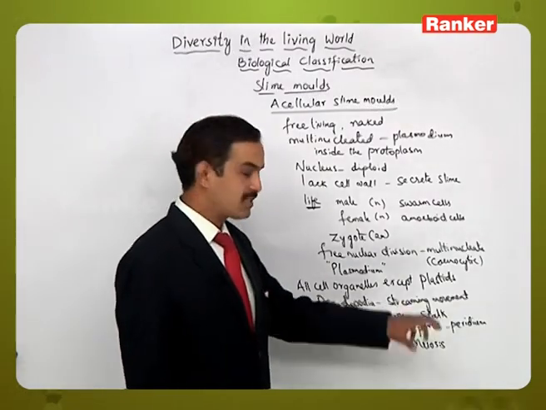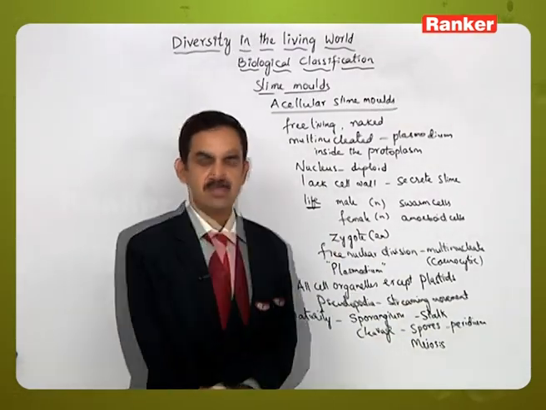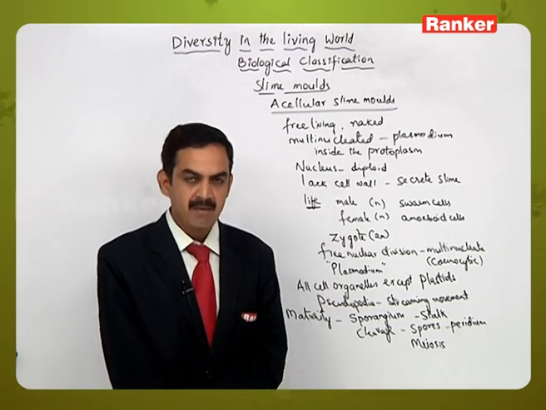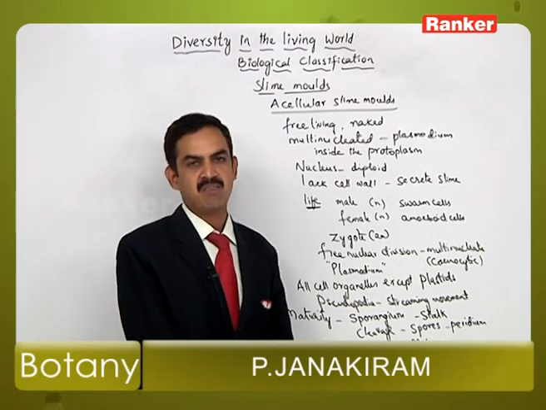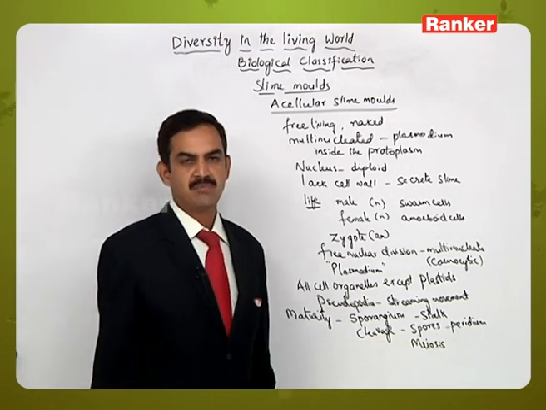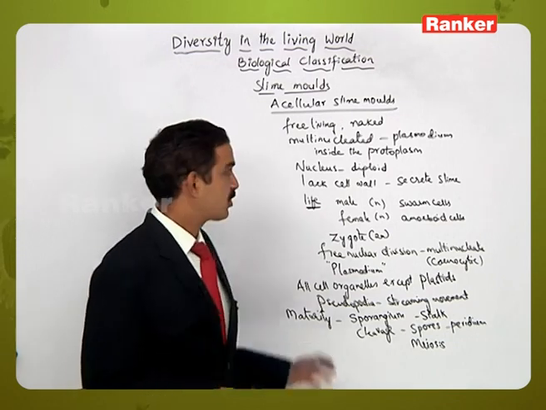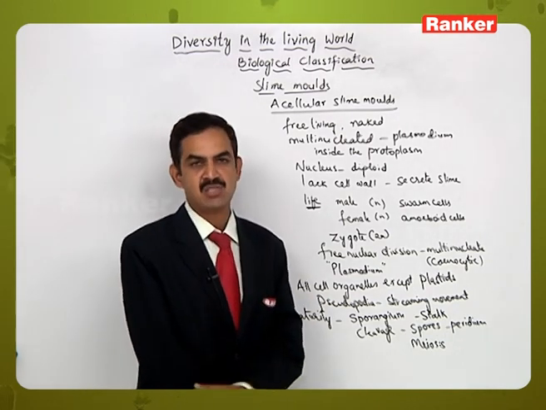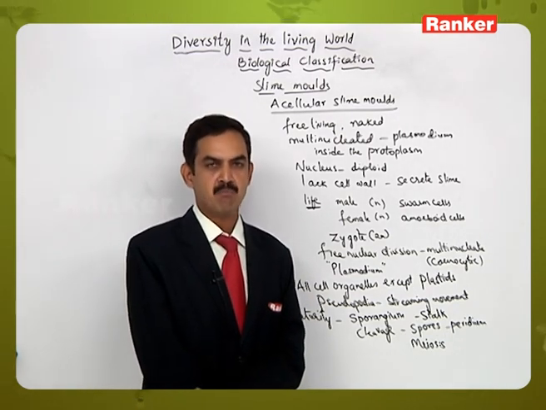When meiosis occurs, the nuclei present in the spores will form into haploid nuclei, and these haploid nuclei, along with the structures, when they are dispersed, will help in the formation of new slime mold structures. So these are the characteristic features which can be seen in the acellular slime molds.